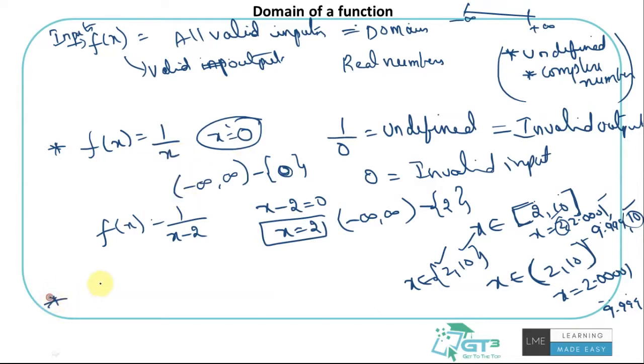The other type is this: f of x is defined as, let's say, square root of x. So what is the square root of 9? It's plus or minus 3. Be careful on this. It's not just plus 3, it can also be minus 3.